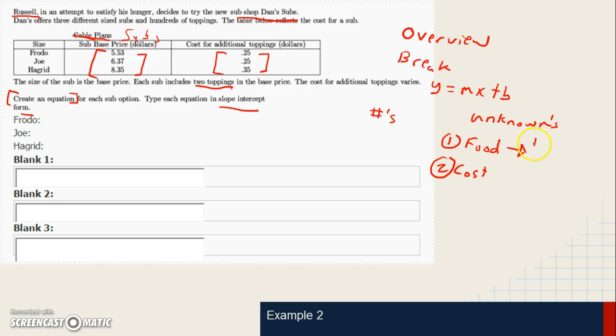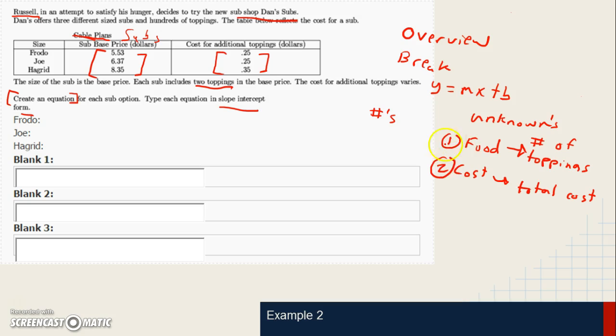So what do we not know about food? We don't know the number of toppings that he's going to put on his sub. And what do we not know about cost? Well, we know how much the sub base price is, and we know how much each topping is going to cost, but because we don't know the number of toppings, we don't know the total cost of the sub. And so now the next part is just put in what we know about the model.